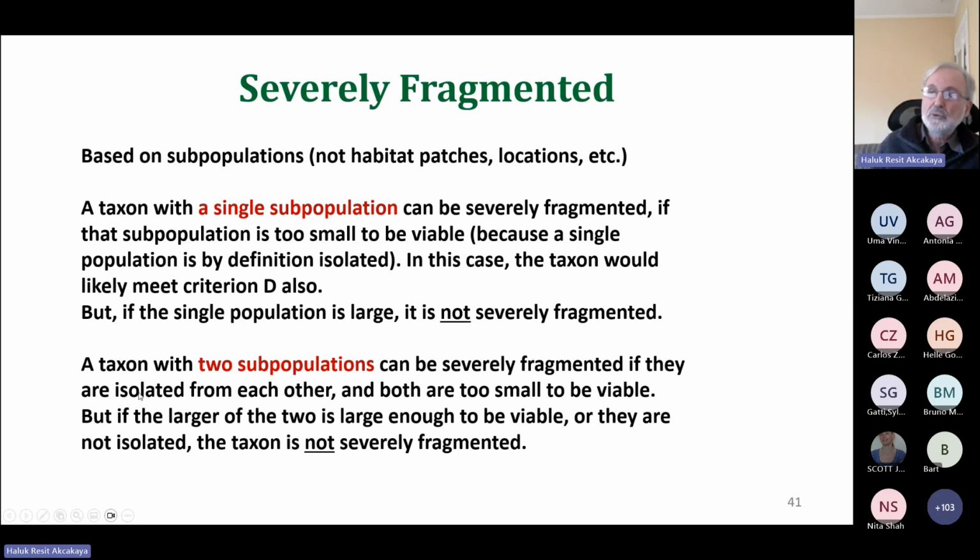A taxon with two subpopulations can be severely fragmented only if they are isolated from each other and both are too small to be viable, right? Because if they are not the same size, and if the larger one is large enough to be viable, then it's not severely fragmented because most of the individuals is in the viable population. Or if they are not isolated, then it's not severely fragmented.